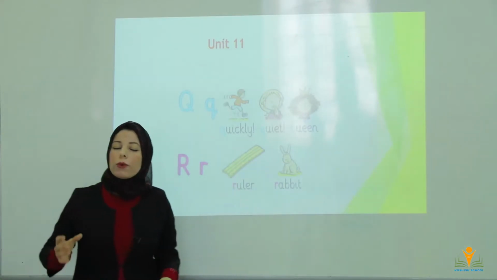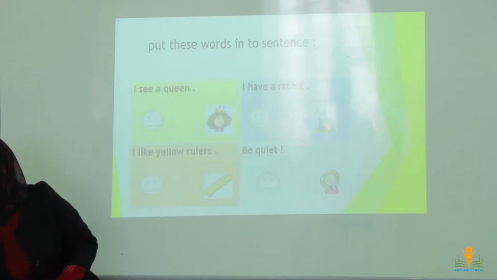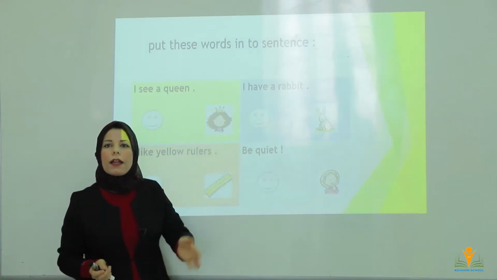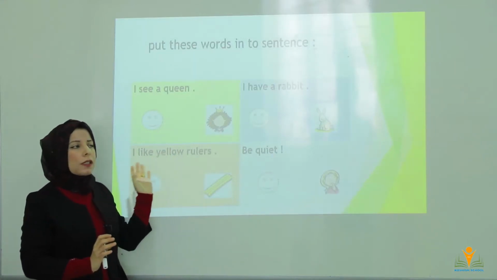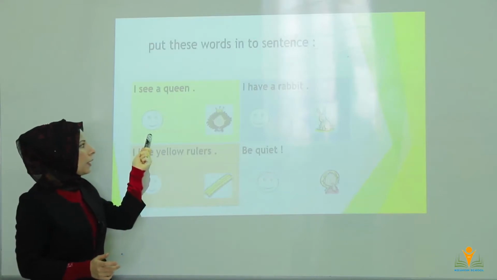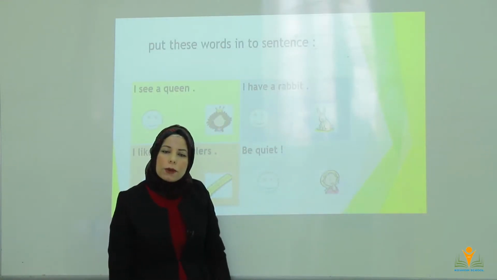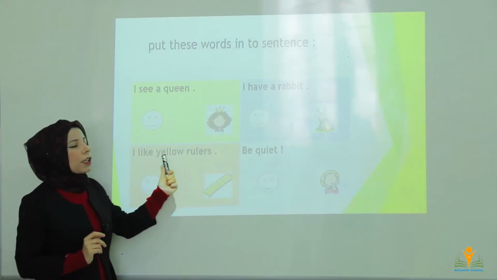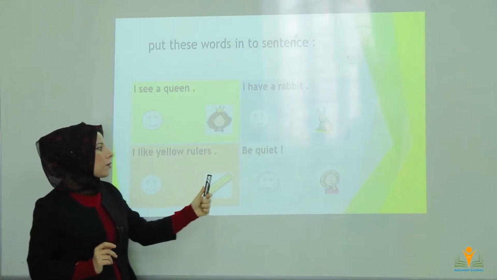Now, let's put these words into sentences. How are we gonna put them? Guys, I always told you to use I like, I have, I see. We're gonna use these words to put in a sentence. Now, I see a queen. This is me and I see a queen. I have a rabbit. What do I have? A rabbit. I like yellow rulers. What do I like? Yellow rulers.